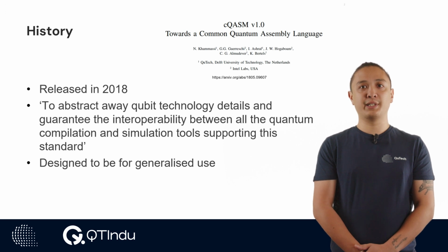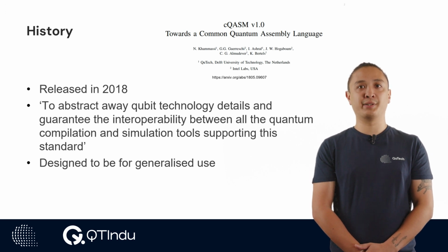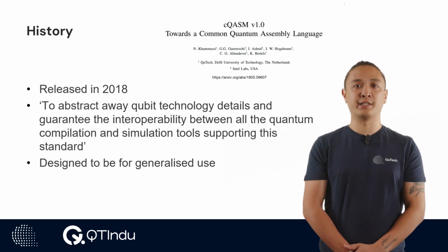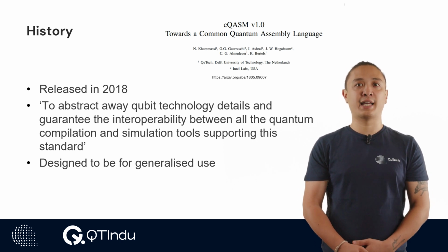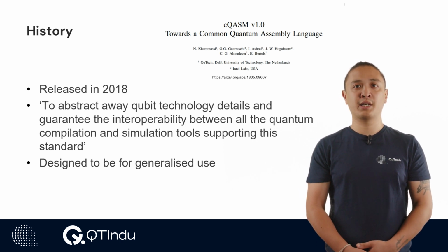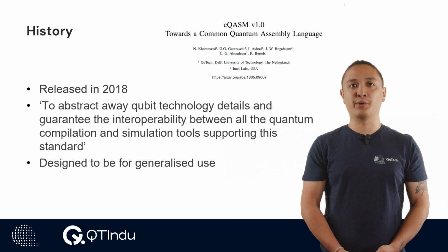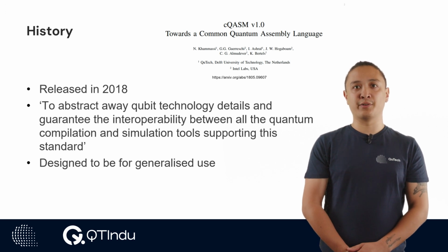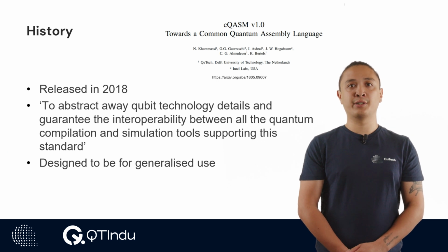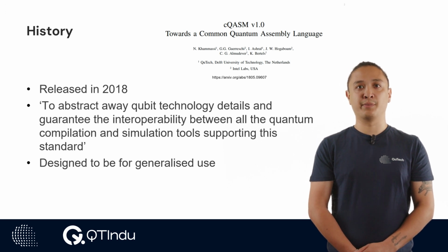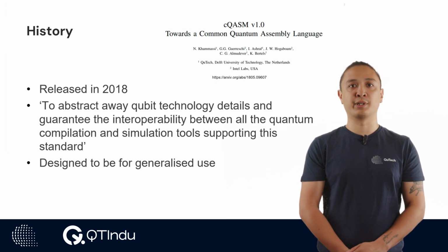cQASM was first released in 2018 as a collaboration between researchers at QTech and Intel Labs. cQASM is a quantum assembly language which essentially acts as a compiler of quantum circuits to specify the instructions for a real quantum computer. The aim of the authors was to abstract away qubit technology details and guarantee the interoperability between all the quantum compilation and simulation tools supporting this standard.